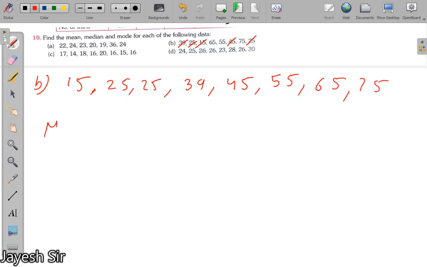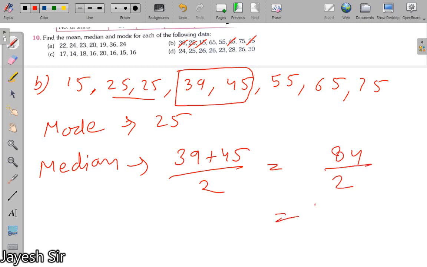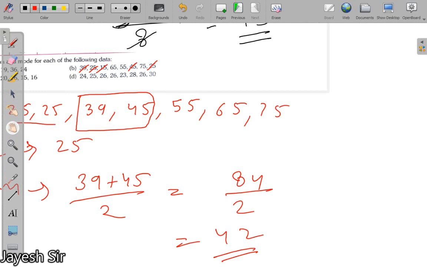Okay, now mode will be the most frequent. Which is the most frequent? 25. And median will be the middle value. Okay, there are a total of 8 numbers. So in the middle you have these two numbers. Median will be 39 plus 45 upon 2. Add all of these, 84 upon 2, that is 42. So median is 42, mode is 25, and mean is 43.